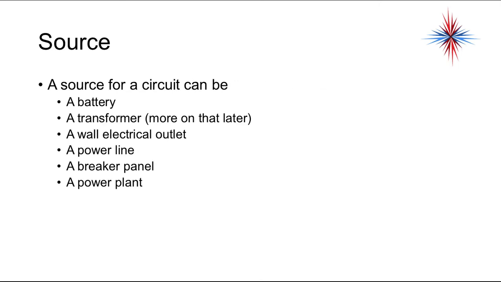The source for a circuit can be a battery, a transformer, we'll talk more about that later, a wall electrical outlet, a power line, a breaker panel, or a power plant. A lot of times the sources are dependent on your frame of reference. An auto mechanic will be looking at a battery as the source. An HVAC technician or an electrician could be looking at a transformer, like the one on the pole outside the building, or perhaps the one that's in the equipment, and we're going to talk more about that later. We could be looking at the wall electrical outlet as a source, the power line, or the breaker panel, or the lineman could be looking at the power plant as a source. So it's all based on your frame of reference.